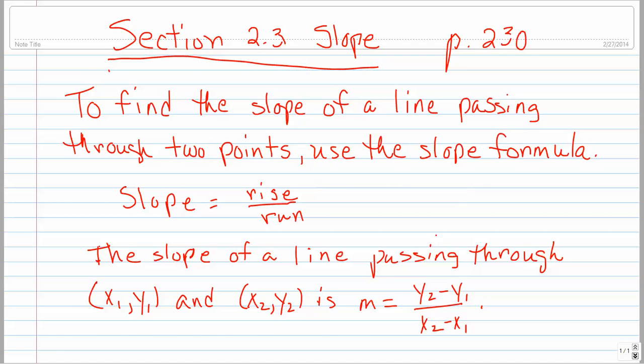So if we want to find the slope of the line passing through 2 given points, and these points are represented by the ordered pairs x sub 1, y sub 1, and then x sub 2, y sub 2, the slope formula for the slope of a line passing through those 2 points is m equals the difference in the y-coordinates, y sub 2 minus y sub 1, divided by the difference in the x-coordinates, or x sub 2 minus x sub 1. This is our slope formula.